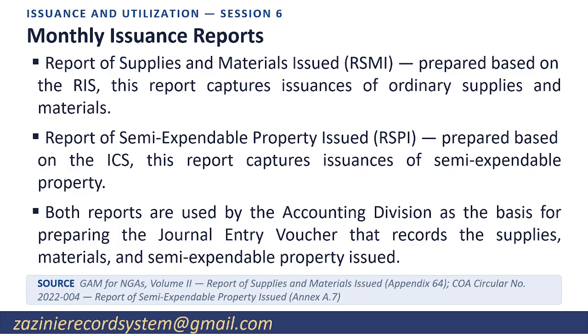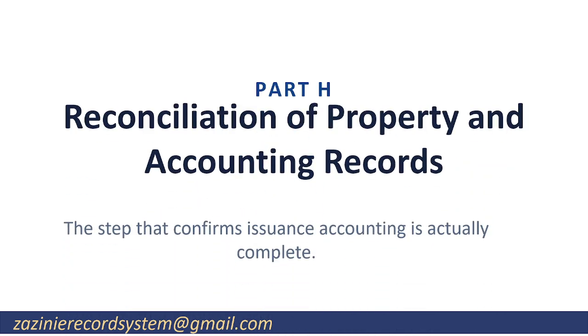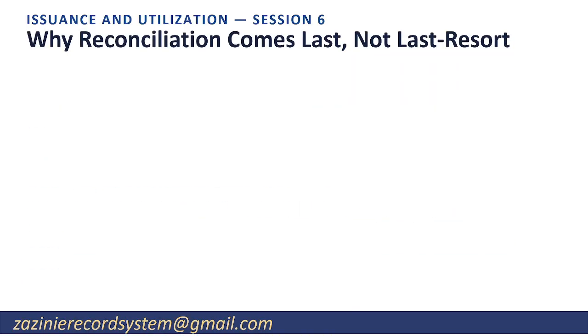Next slide. Part H. Reconciliation of property and accounting records. The step that confirms issuance accounting is actually complete. This part covers reconciliation. The step that confirms issuance accounting is genuinely complete, not just recorded. Next slide. Why reconciliation comes last, not last resort.